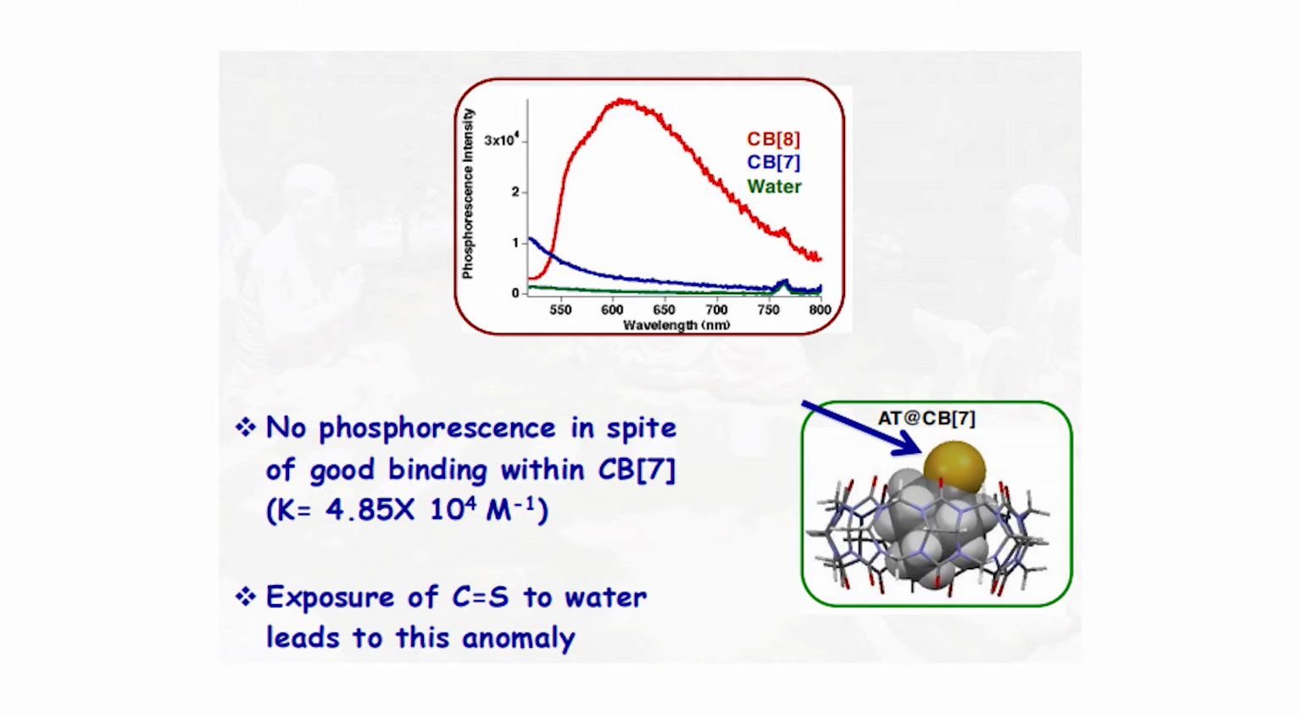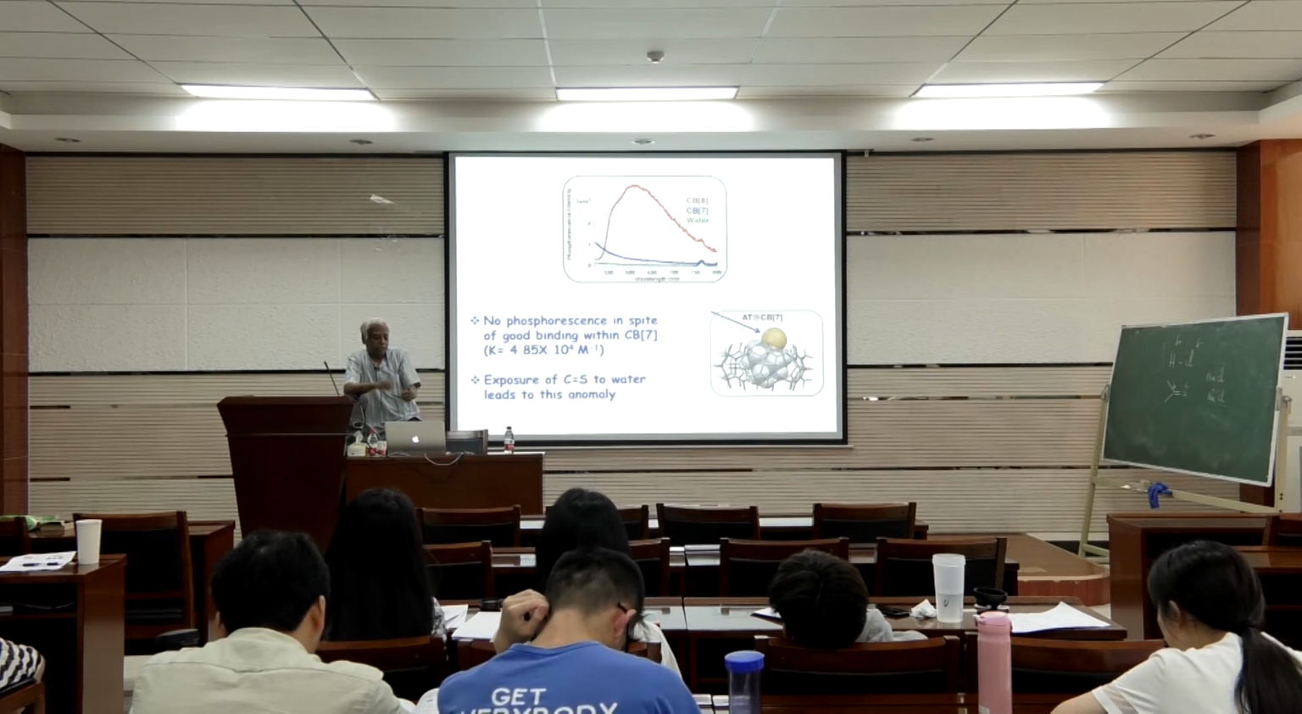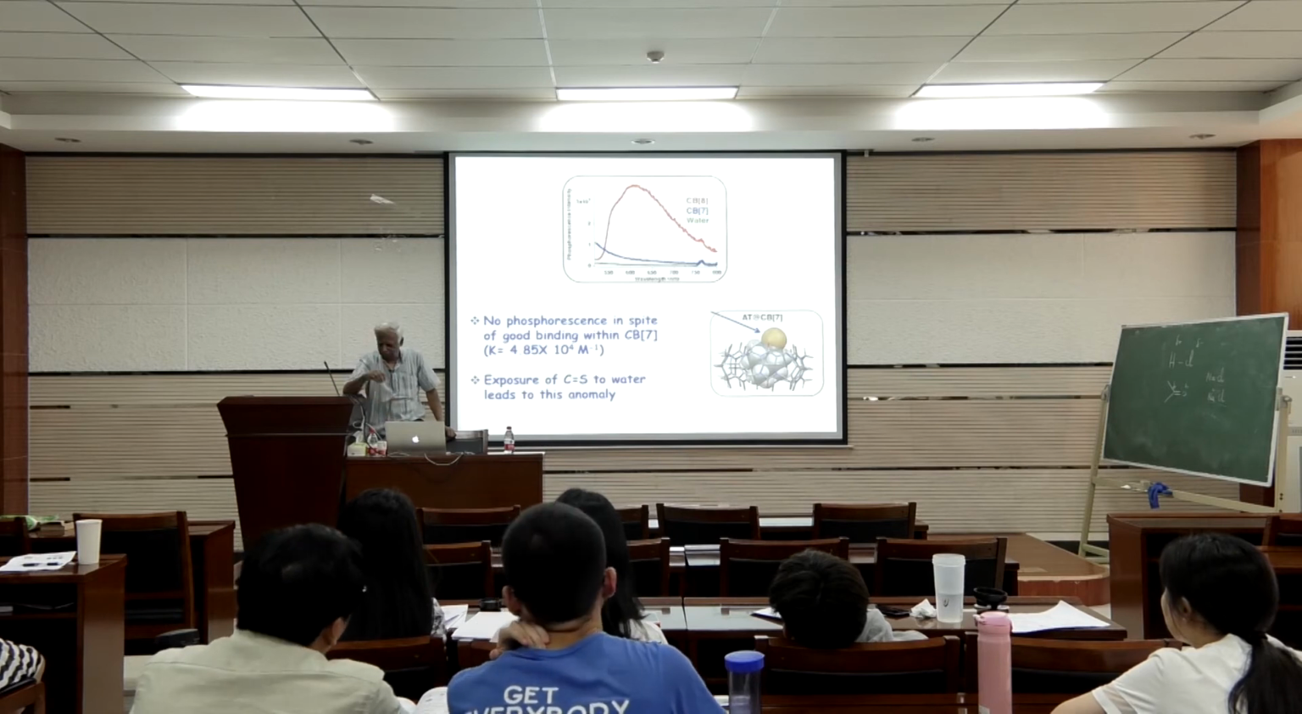You can enhance the intersystem crossing by using heavy atoms like cesium, thallium, iodine, and then you can stop the quenching by putting the molecule inside the barrel. Okay? Questions? No? Okay.